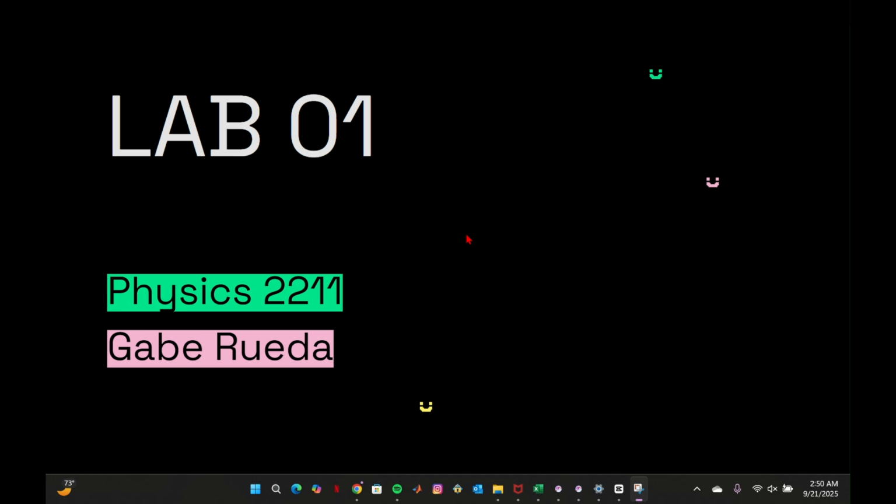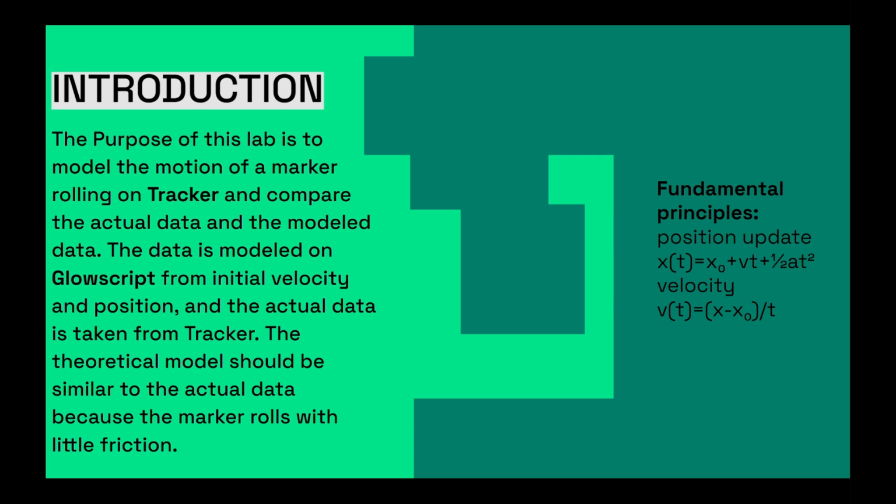The purpose of this lab is to model the motion of a marker rolling on tracker and compare the actual data and the modeled data. The data is modeled in GlowScript from initial velocity and position, and the actual data is taken from tracker. The theoretical model should be similar to the actual data because the marker rolls with little friction. You can see the fundamental principles on the right-hand side with the position, update, and velocity equations.